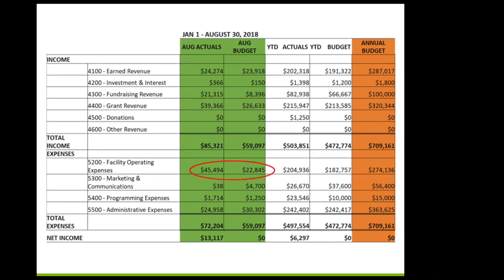Why did we spend almost twice as much on operating expenses than what we budgeted for the month of August? Again, this may be a welcome change, or it may be a negative change. In either case, you will want to learn more about how and why it happened.